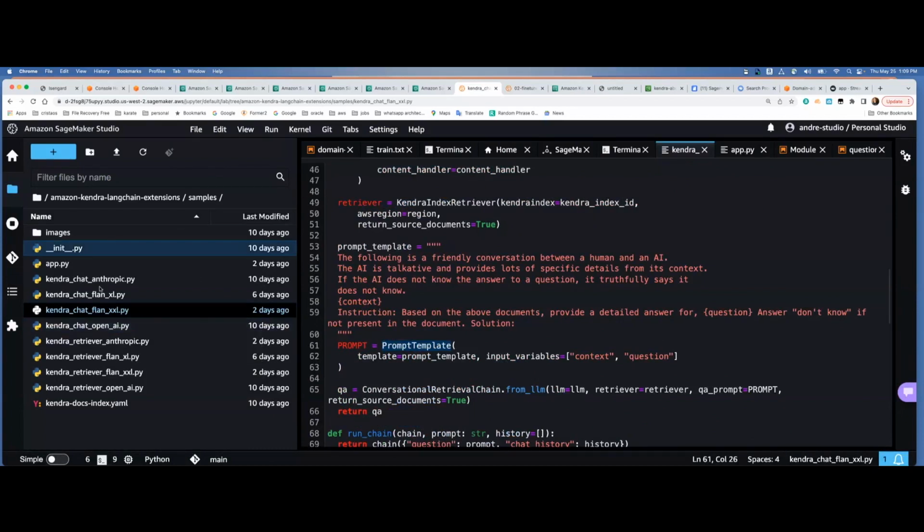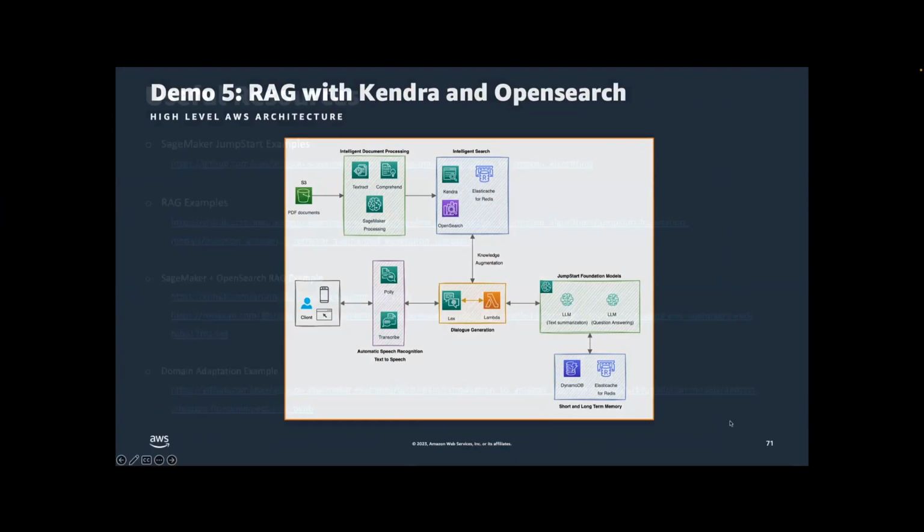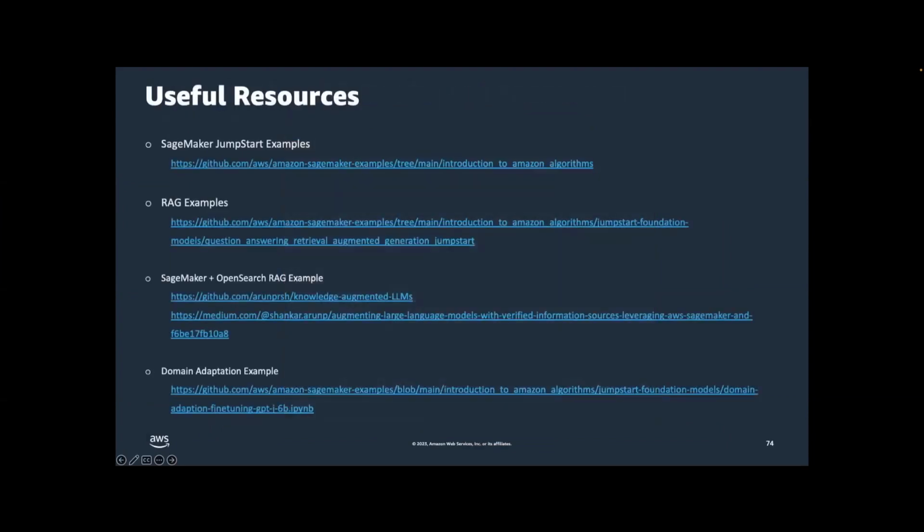I'm going to share this slide deck as well, which has some of the links for the SageMaker examples I used, some direct links and the GitHub repository, as well as the blog posts we used, and the domain adaptation example.